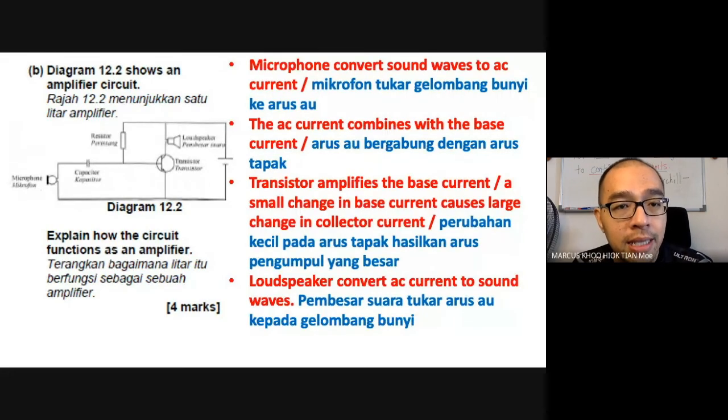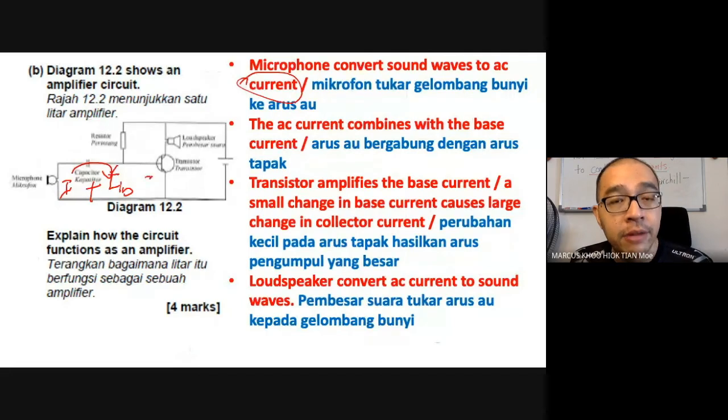Actually there is already base current flowing, but when you speak into the microphone, the microphone changes the sound waves to alternating current, and it will add on to the base current. And remember the snowball effect. You change the base current a little bit, and you're going to get a large change in the collector current. And so the loudspeaker will convert the AC current to sound waves.